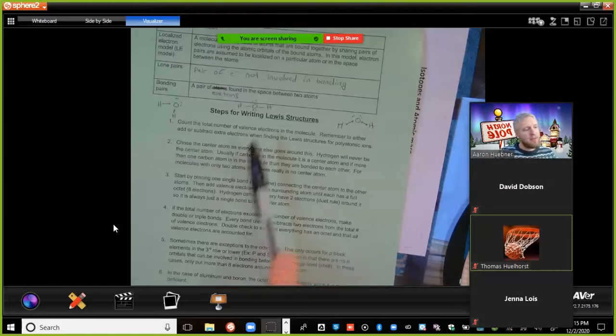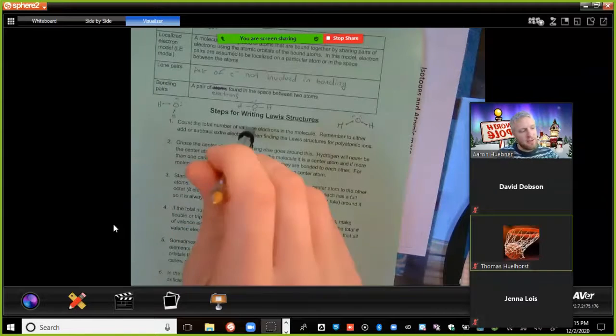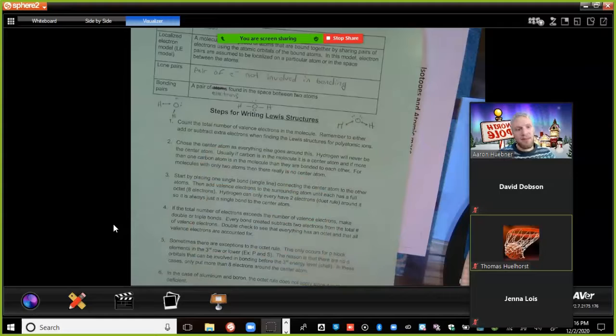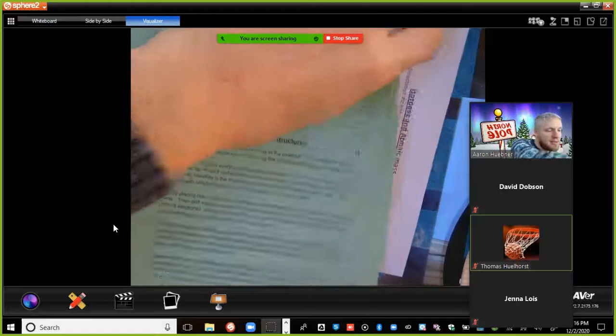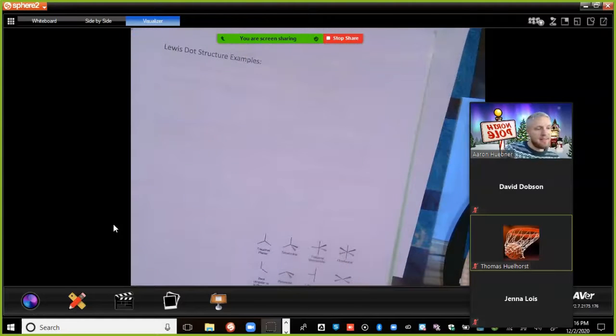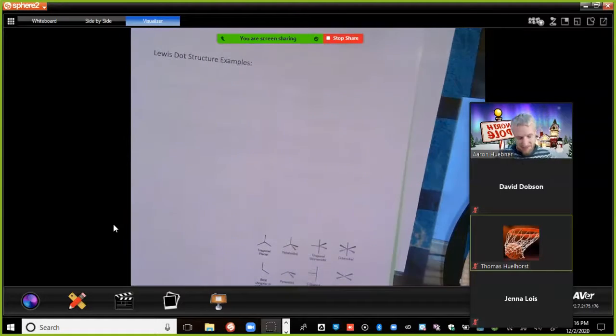Let's just do examples. In these examples, I'm just doing this process. If you're doing a question on your own, you can go back to these steps. So look at this, Lewis dot structure examples. Let me pick some examples. I'm going to do one example of each shape.